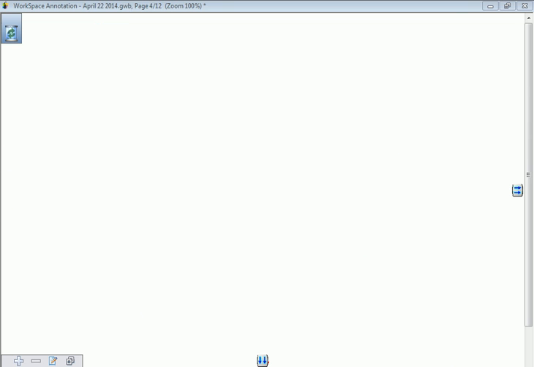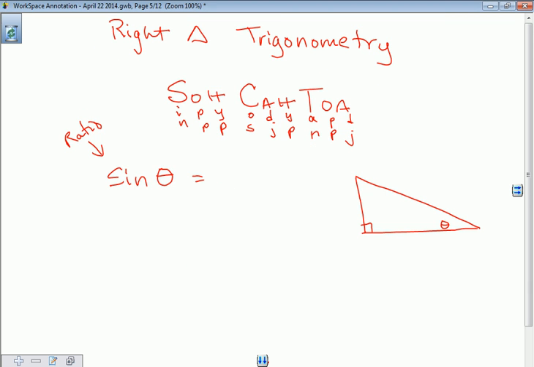Oh, wrong button. Okay, so that's really all there is to special rights. Now, then we talked about right triangle trig. And there are 6 trig ratios, sine, cosine, tangent, secant, cosecant, and cotangent, but you were only responsible for 3, not the reciprocal functions. You should have learned sine, cosine, and tangent.